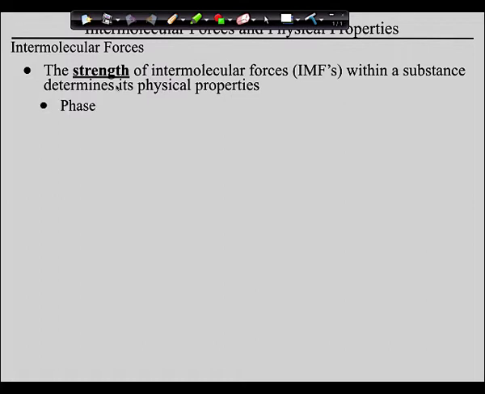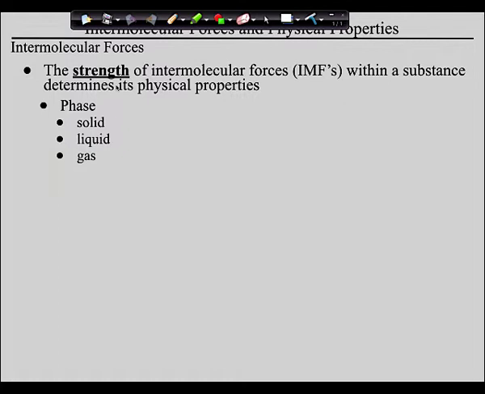The first one is phase. You guys all, of course, know the 3 phases of matter, right? Solids and liquids and gases. So guys, what determines if a substance is a solid or a liquid or a gas? And the answer is the polarity of the molecules, because the polarity leads to intermolecular forces, and the intermolecular forces determine if they will be solids or liquids or gases. We'll talk more about that in a minute.